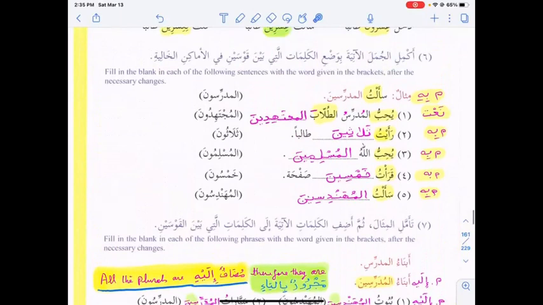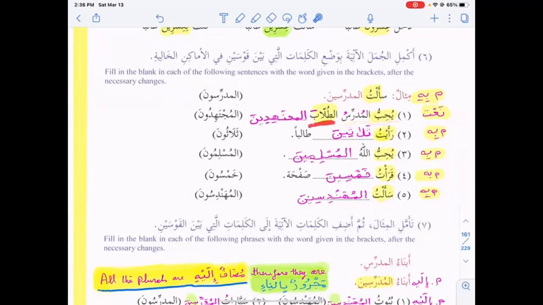Yeah, one is a not. Mansub. So first one is mujtahiduna. How will you change it to fit here? I wrote here mujtahidina. Yuhibbul mudarisu, the teacher loves.